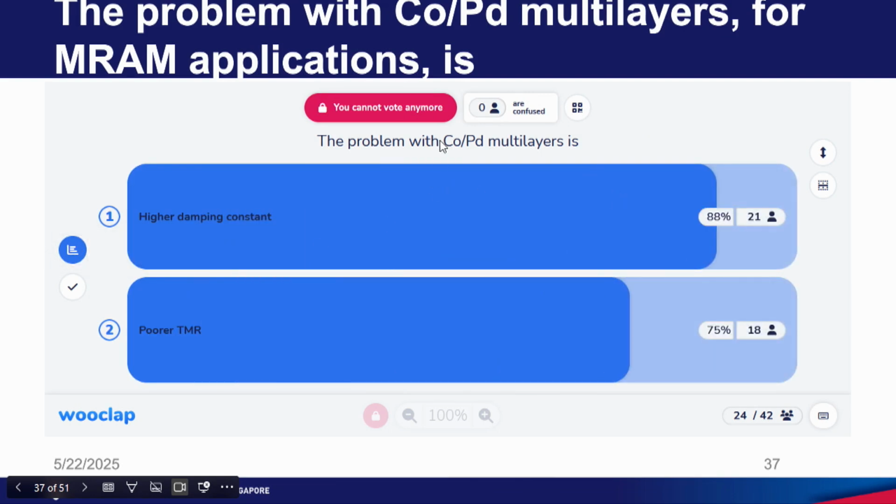Okay, so cobalt palladium multilayers grow in FCC texture, which is not good for MgO, BCC. So they have this poorer TMR problem. They also have large damping constant. So both have to be pressed. I think most of you have done that. Okay, so most of you are right.